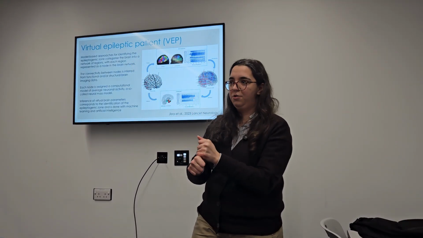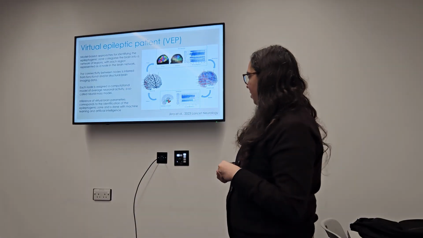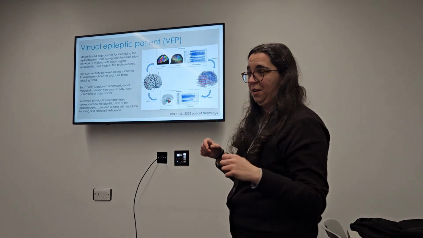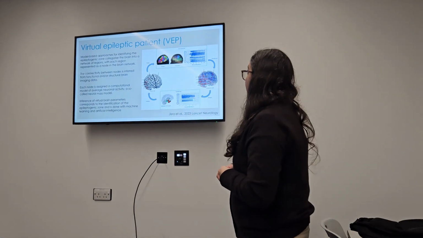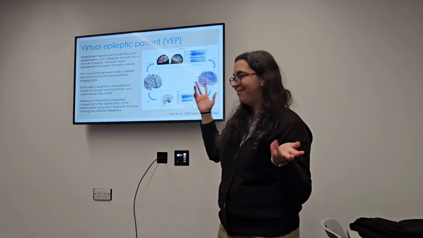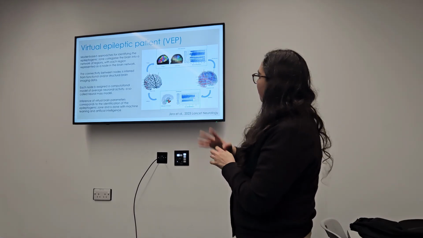So to create this virtual epileptic patient, we take a real patient's brain imaging data. So this will be structural and functional MRI to basically allow us to reconstruct structural connectivity in the brain. That's white matter tracts, how they're connected. Functional connectivity, how these regions talk to each other. In some cases, we also have their intracranial EEG, depending on availability, but that doesn't really matter.